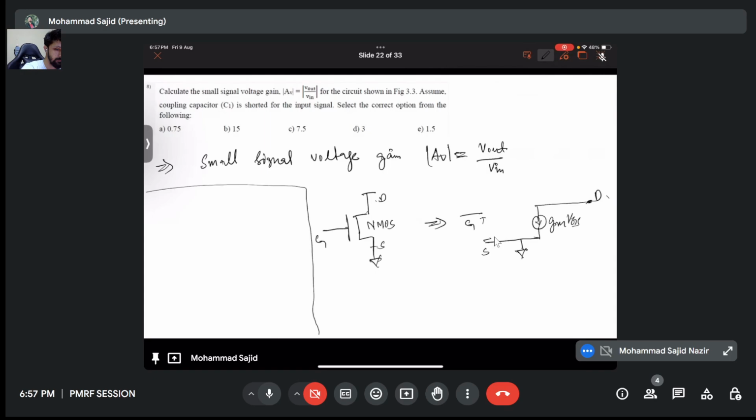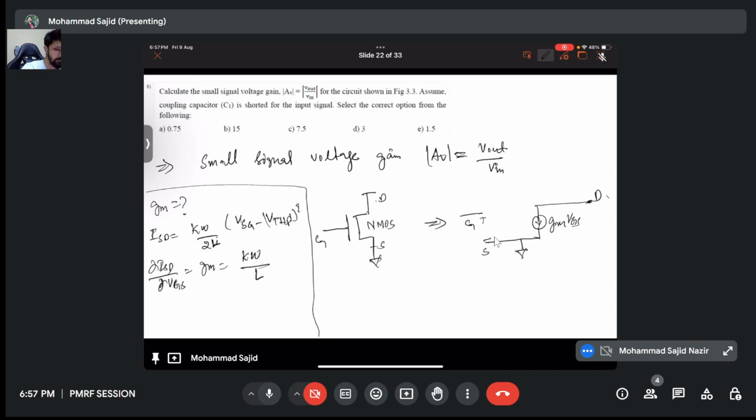Let me just write GM here in this space. So how can I calculate GM? I will use the transistor current expression, K W by 2L, VSG minus magnitude of VTHP squared. So dID by dVGS will give me GM, which is equivalent to K W by L.